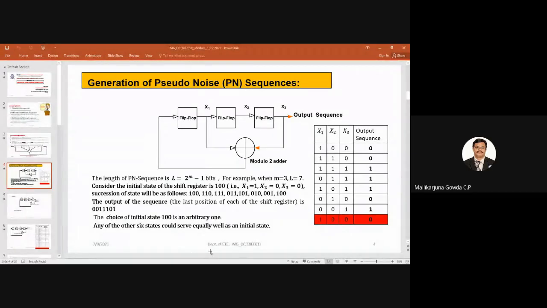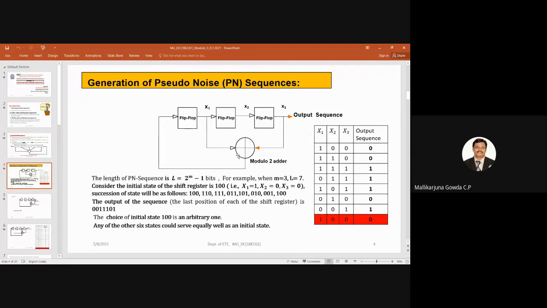Okay, fine. I think let me just revise from my side. So what I said, with the given circuit, I have taken the initial state of the flip-flops as 1 0 0. And I have taken the feedback output from flip-flop 1 and flip-flop 3. I am doing a modulo 2 operation of that, and I am feeding the output of that as input to flip-flop 1. Okay, this is my configuration.